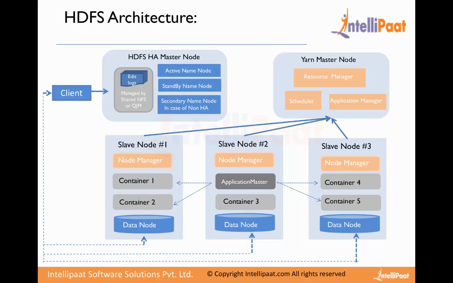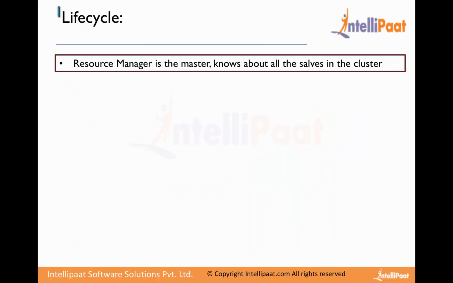Now this architecture will help. If you look into this one, you can see that in the slave nodes you have application master which manages all the other containers over there. Okay, so life cycle. Resource manager is the master, knows about all the slaves in this cluster. So the resource manager manages everything.